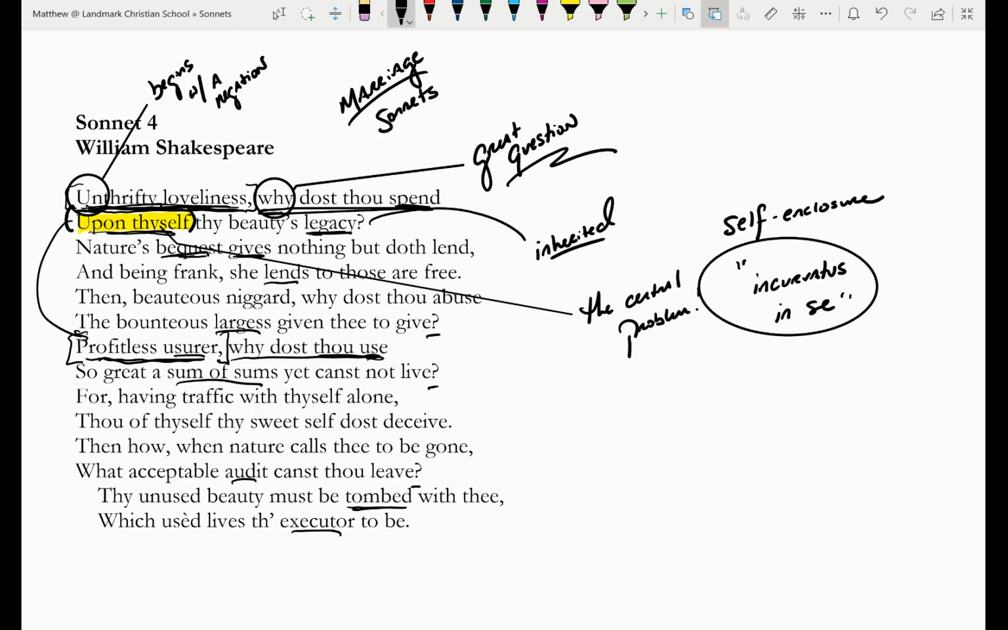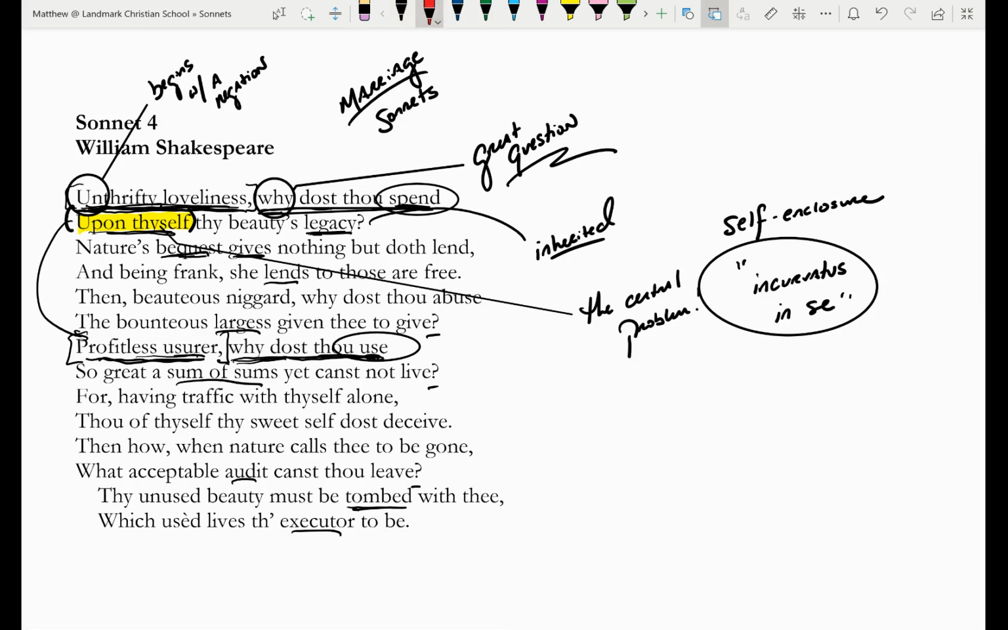And so he is, in effect, crowding out everything else by hoarding in all of the sound to himself. Unthrifty loveliness, why dost thou spend? Profitless usurer, why dost thou use? All we're left with are 4 monosyllabic words that still are able to land the accusation. Why? Why are you doing this? Why dost thou spend? Why dost thou use on yourself rather than spend and use on others?